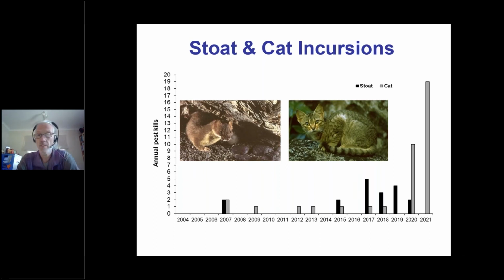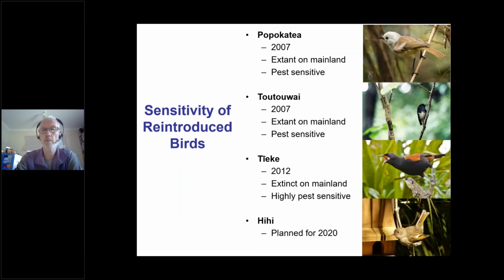Okay, but things kind of changed in 2017. So you see there's a period of 4 years there where there was a continuous presence of a small number of stoats. And then in the last couple of years, there's been quite a big upsurge in the number of cats that have been caught, which suggests that there's a continuous cat presence at the moment. So the question for the translocations is what effect has that had on the bird species that have been brought in?